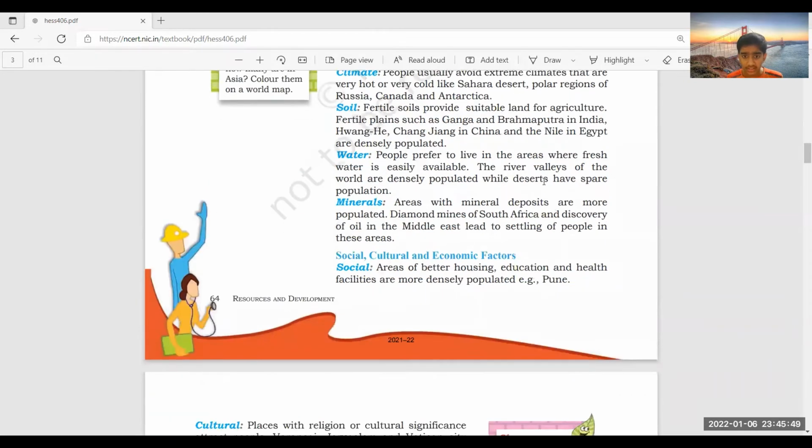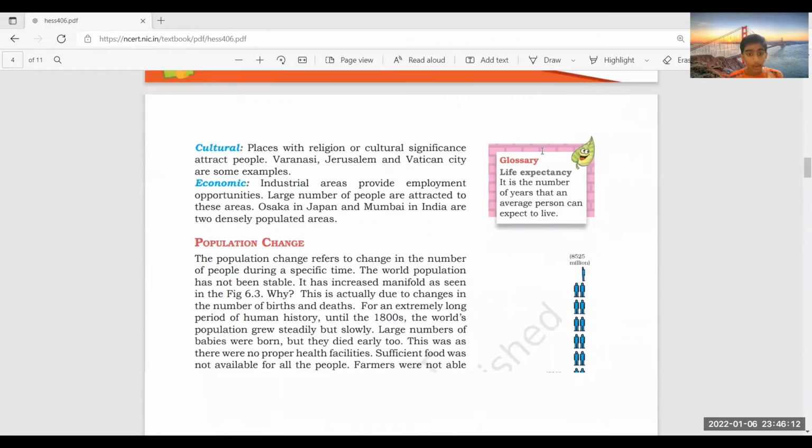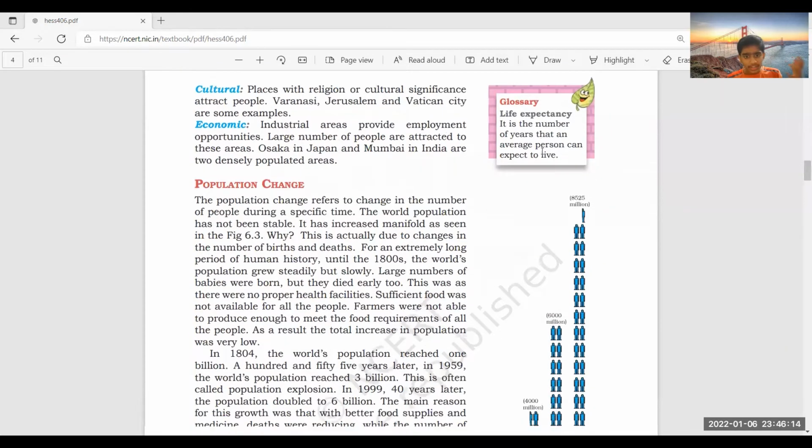And social changes. Now, social means areas of better housing, these areas should have nice schools, nice hospitals, nice facilities and amenities. And cultural means places with religion or cultural things, diverse significance, right? Economic means industrial areas, those should be economic sectors, economic areas. And population change, of course, goes on.